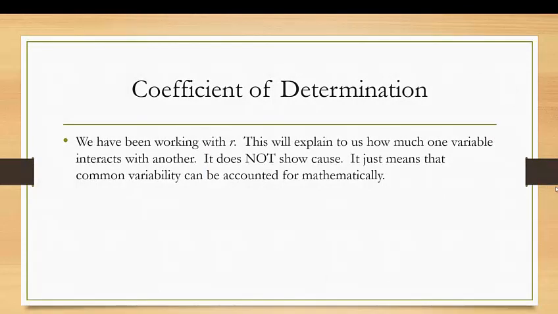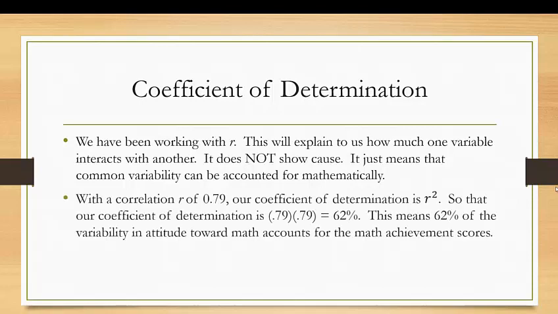So we have been working with r, rho. This explains to us how much one variable interacts with the other. So we're saying at 0.79 that there is a relationship between one variable and the other. There is a relationship between students' attitude toward math and their achievement in math. This does not show causality, or causation. It just means that there's common variability that can be accounted for in this relationship.